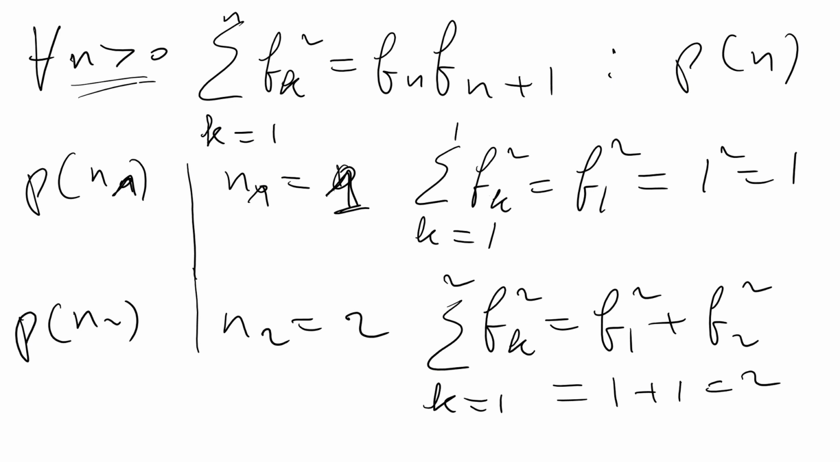But if I replace again in my expression here, on the other side, I'm going to get f1 times f2, so what is f1? It's going to be 1 times f2, which is 1, times 2, is going to give me 2, right? So you can see that on both sides it matches.